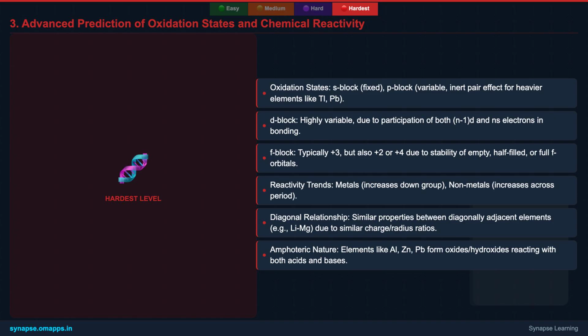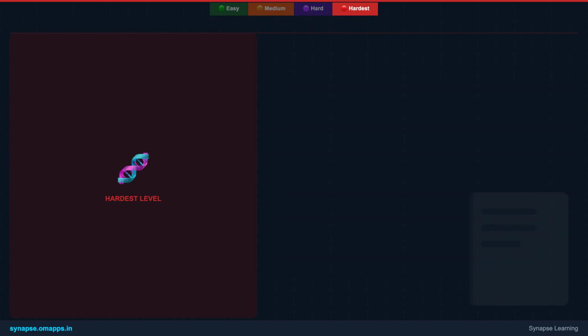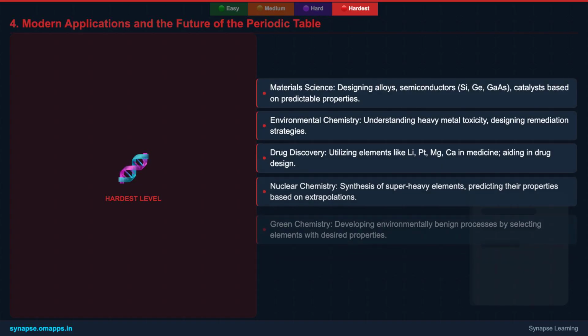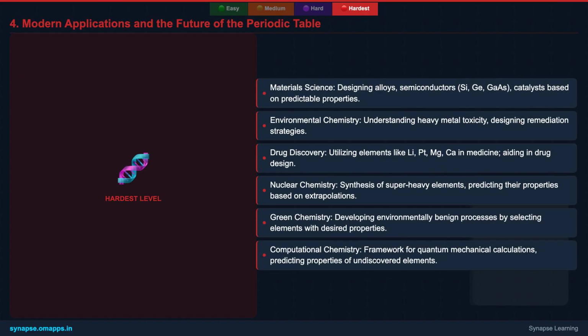We also observe diagonal relationships, where elements like lithium and magnesium show similar properties due to comparable charge-to-radius ratios. Furthermore, some elements exhibit amphoteric behavior, forming oxides that react with both acids and bases, highlighting their intermediate metallic and non-metallic characteristics. The periodic table is not just a static chart, it's a dynamic tool driving modern science and engineering.